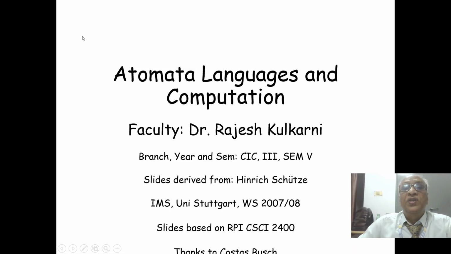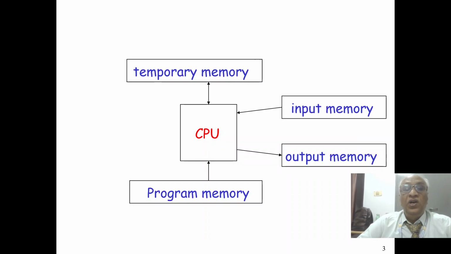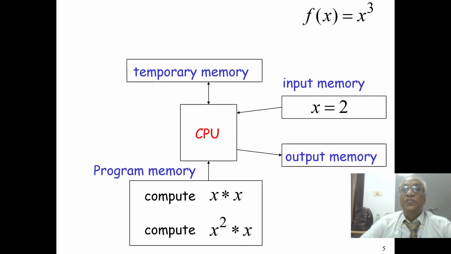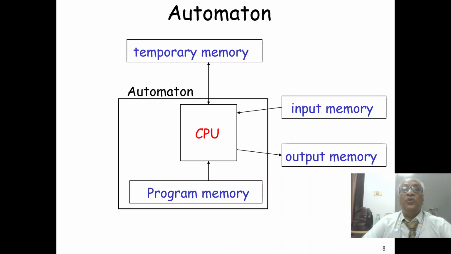And what is the importance of language? Language is used to communicate with the machine. Any computation involves CPU and memory. It also involves various kinds of memories like temporary memory, program memory, input memory, output memory. Say for example, you have this calculation, f(x) = x cubed, and the value of x is given as 2, and the computation happens in the temporary memory, and the output memory will get the output.